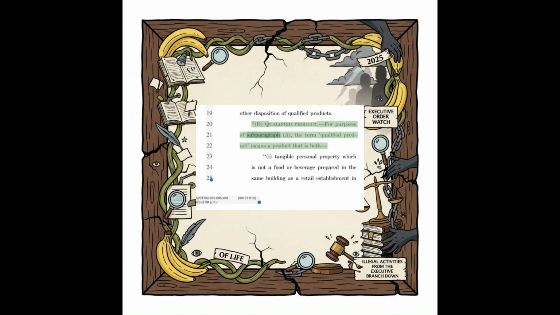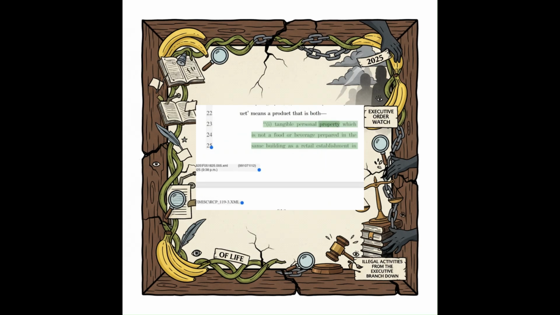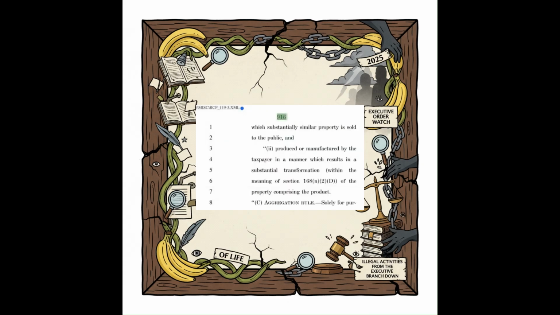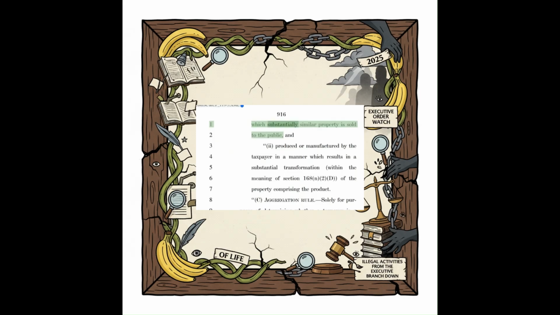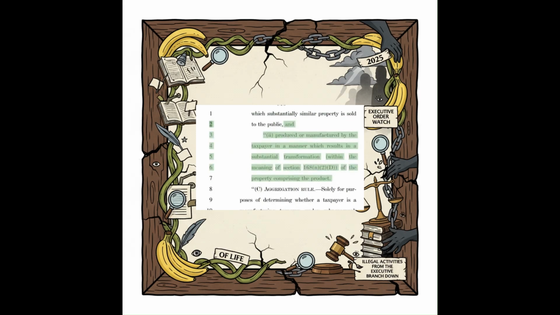Qualified product. For purposes of subparagraph, the term qualified product means a product that is both tangible personal property, which is not a food or beverage prepared in the same building as a retail establishment in which substantially similar property is sold to the public, and produced or manufactured by the taxpayer in a manner which results in a substantial transformation of the property comprising the product.